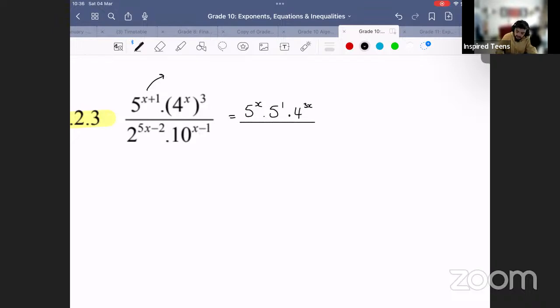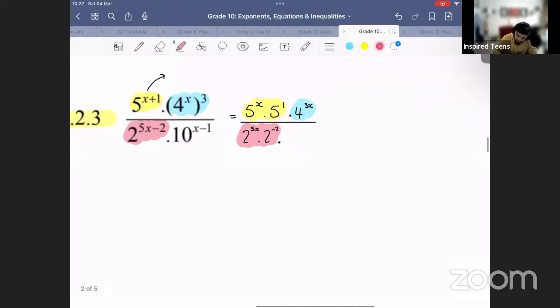Okay. Then I have 2 to the power of 5x minus 2. So I'm not going to write this in division just because it's a minus. I'm just going to write this 2 to the power of 5x times 2 to the power of negative 2. Okay, are we making sense so far? I'm taking it step by step. There's a multiplication between, so I put my multiplication as well.